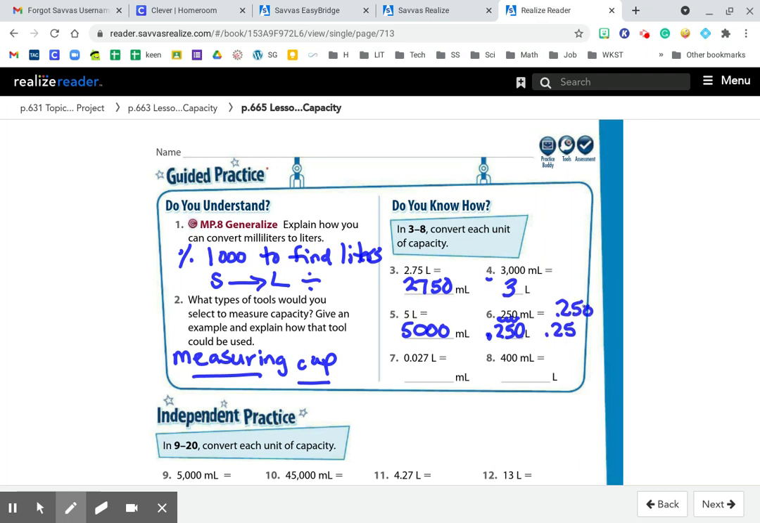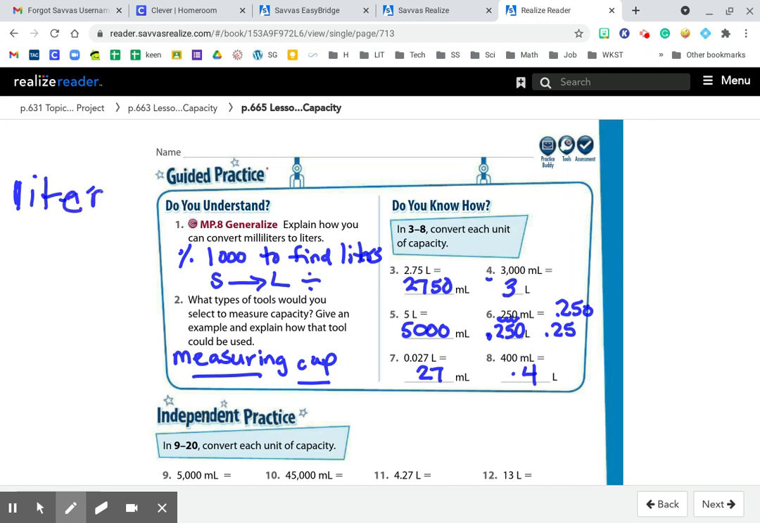For number 7, we're going from larger to smaller. We're going to multiply by 1,000. We wind up with 27 milliliters. And number 8, milliliters to liters. We're going from smaller to larger. We divide by 1,000. We have 0.4 liters.